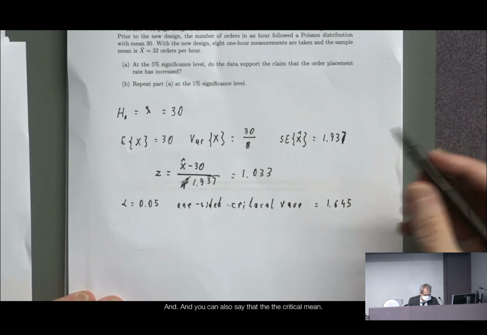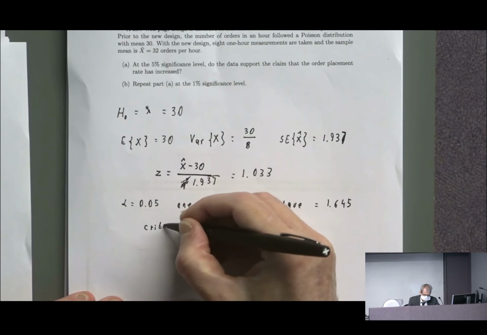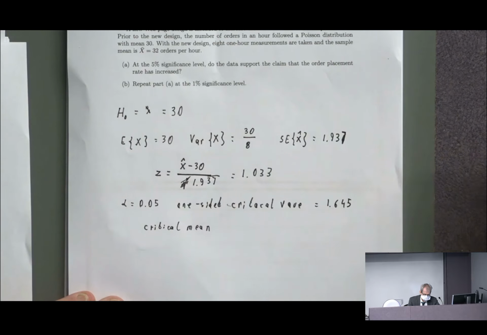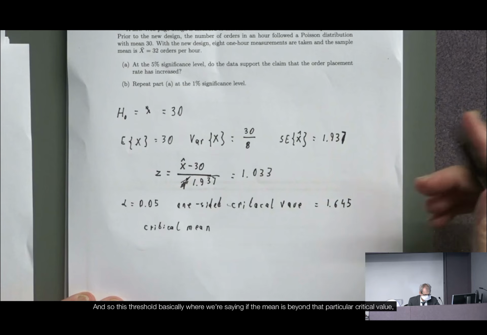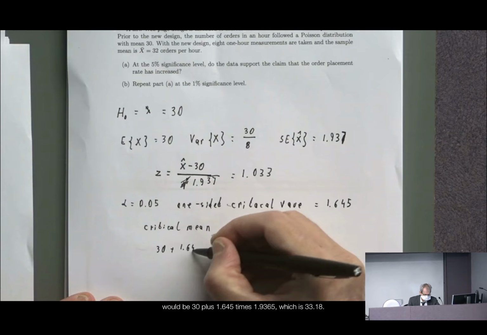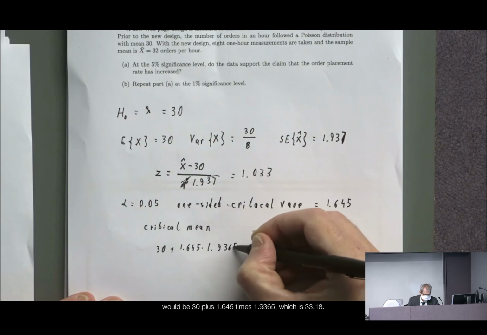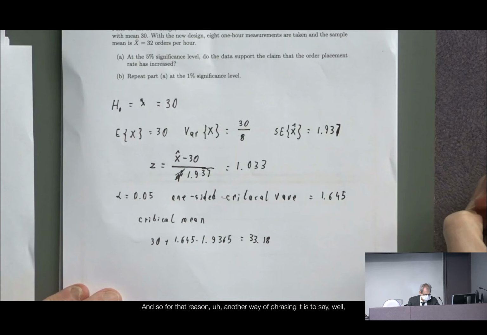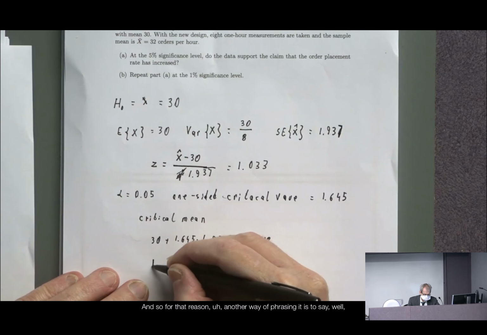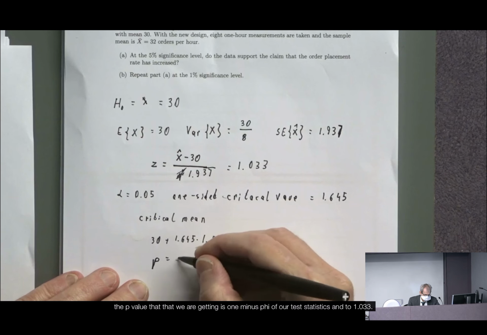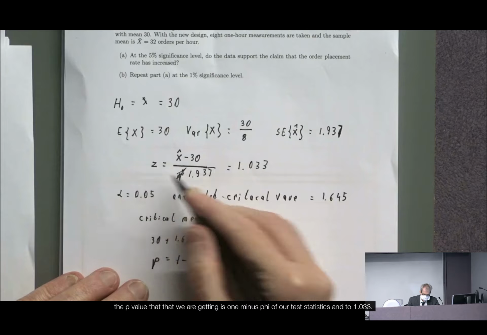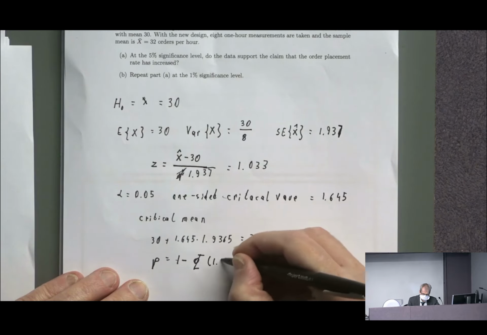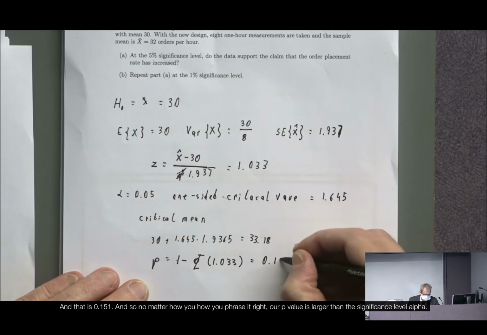And you can also say that the critical mean, so the threshold basically where we're saying if the mean is beyond that particular critical value, would be 30 plus 1.645 times 1.9365, which is 33.18. And so another way of phrasing it is to say, well, the p-value that we are getting is 1 minus phi of our test statistic at 1.033, and that is 0.151.